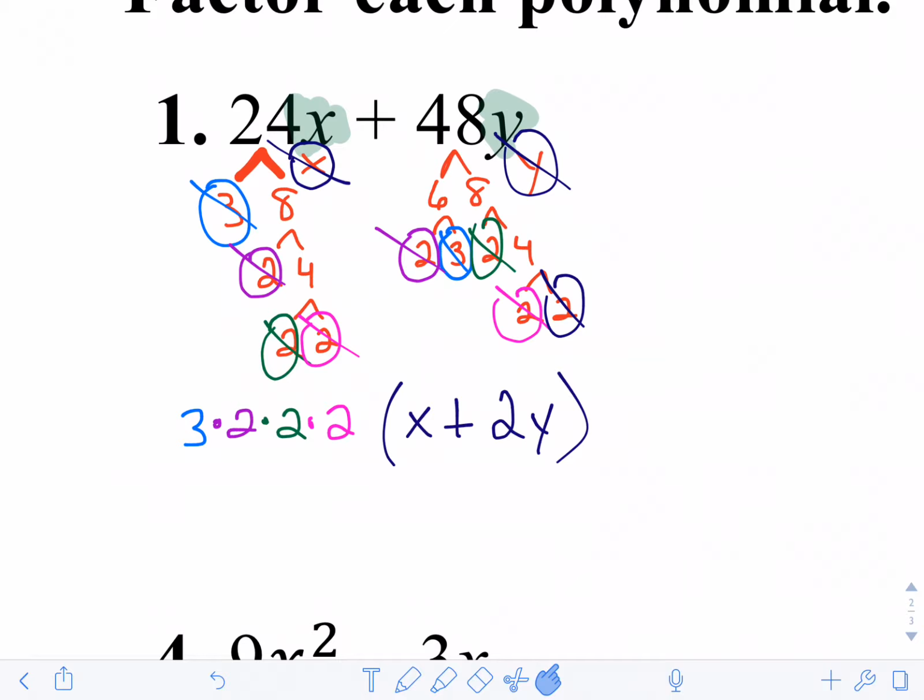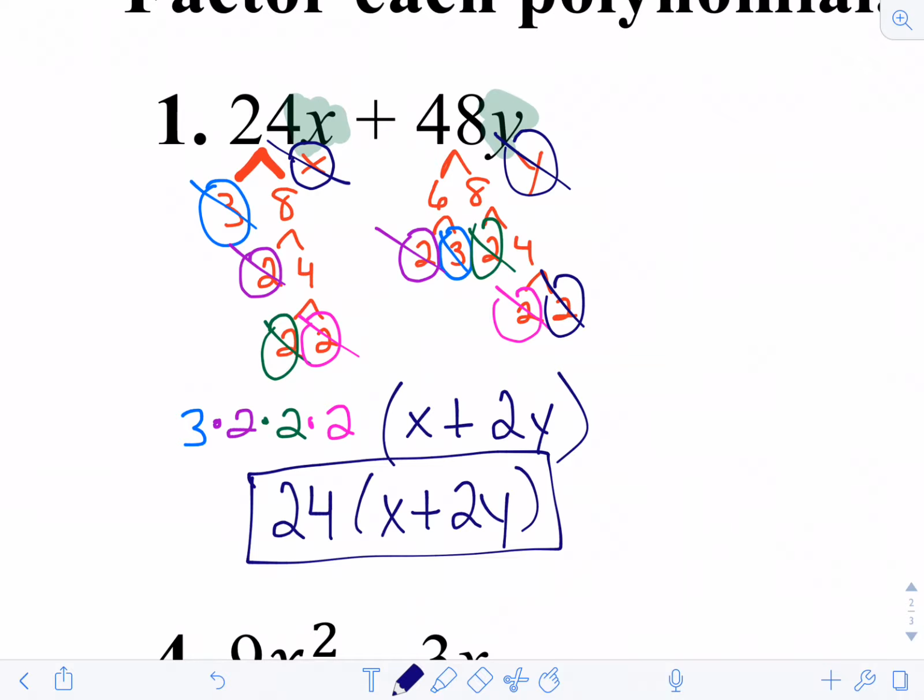Okay, so we're going to go ahead and simplify this. And then to simplify it, we're going to do 3 times 2, which is 6. 6 times 2 is 12. 12 times 2 is 24. So 24 times x plus 2y is our final answer. And to check it, just go ahead and distribute the 24 to both sides, and you should get what you started off with in the problem.